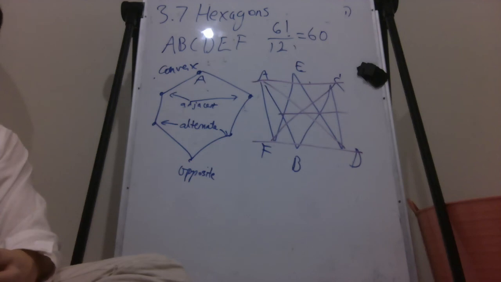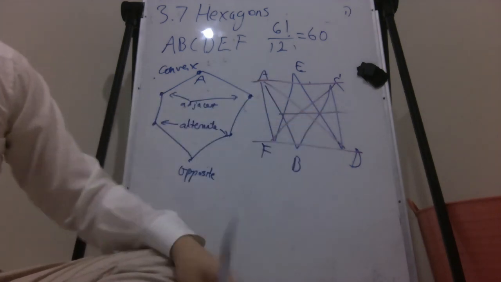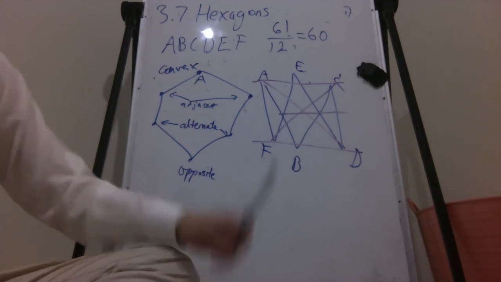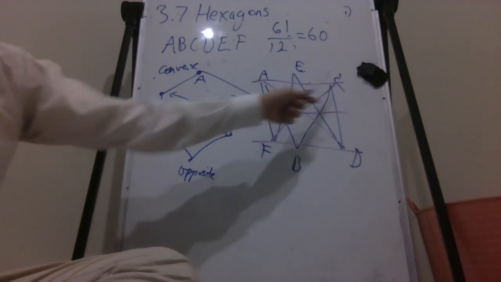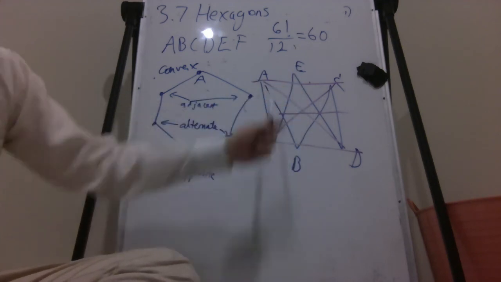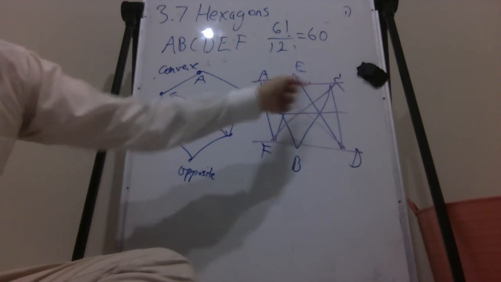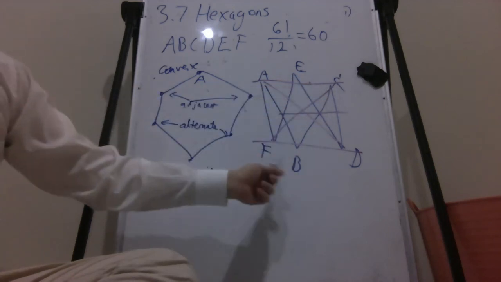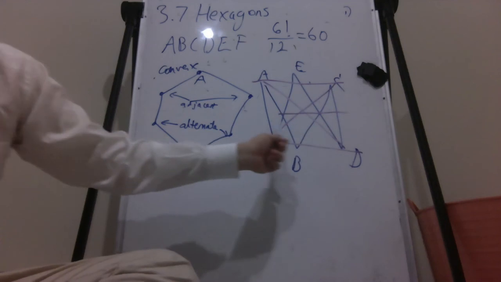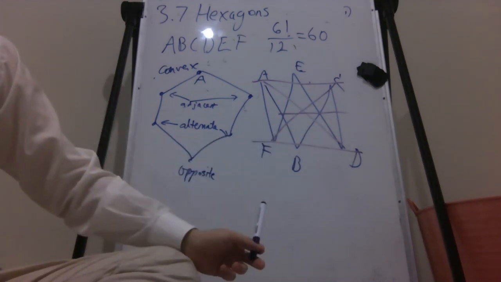That's how it works with a hexagon. It's saying if each set of 3 alternate vertices of a hexagon, so ACE, alternating, skipping B and D, and B, D, F alternating, if these 3 sets are collinear, then the points of intersection of the 3 pairs of opposite sides.